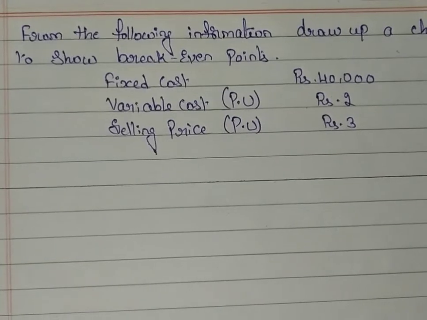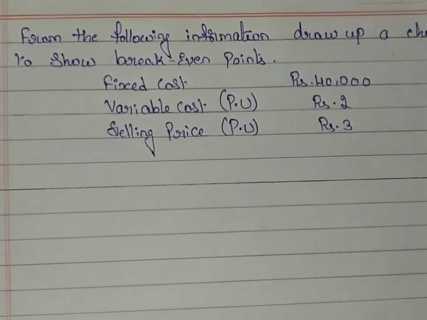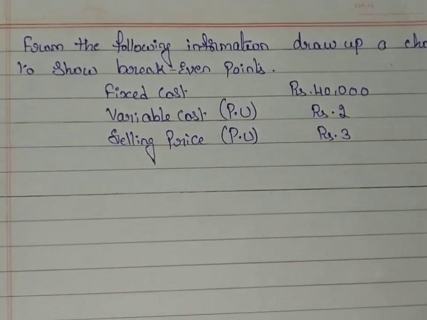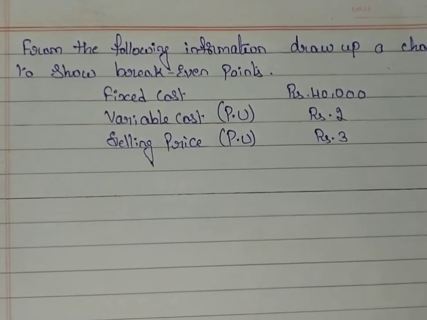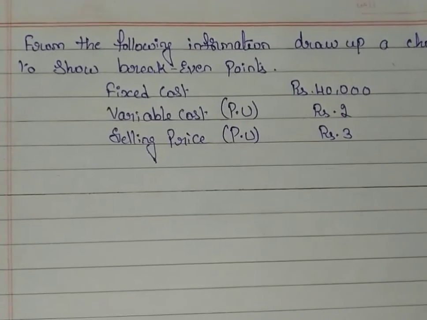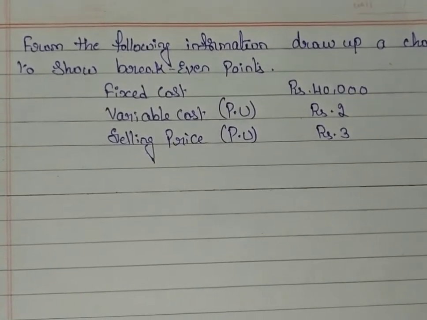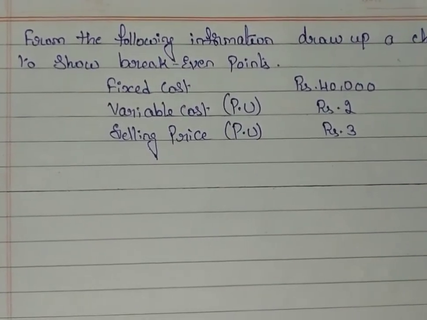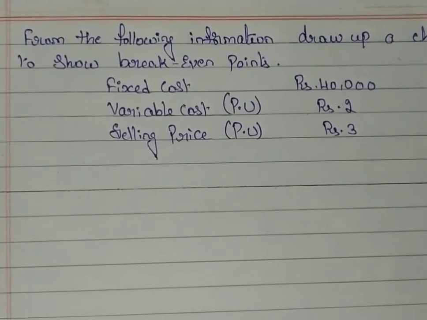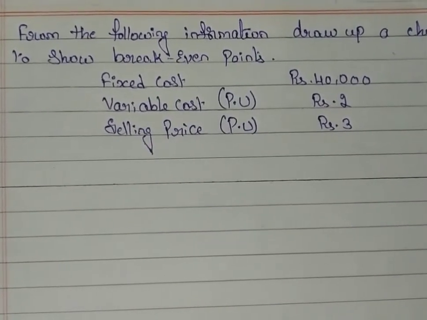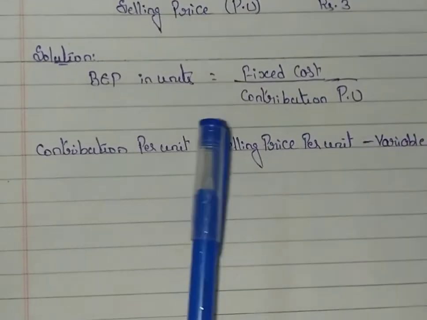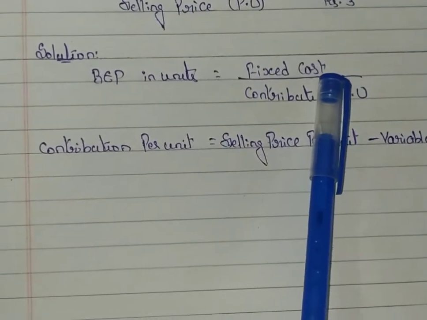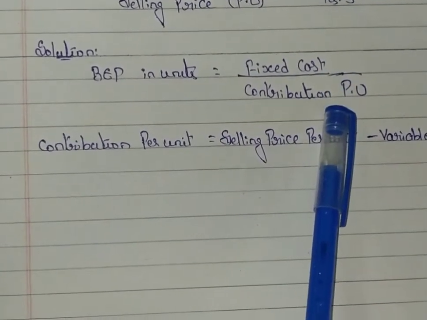Before going to the representation of the break-even chart, first you should calculate the break-even point in units, because if you know the units at which we will get the break-even point, then we can easily draw the break-even chart. So first calculate the break-even point in units. The formula used is fixed cost divided by contribution per unit.